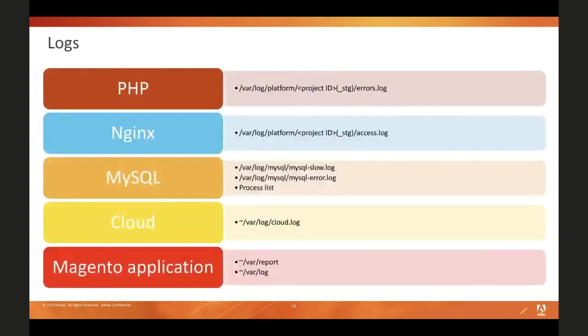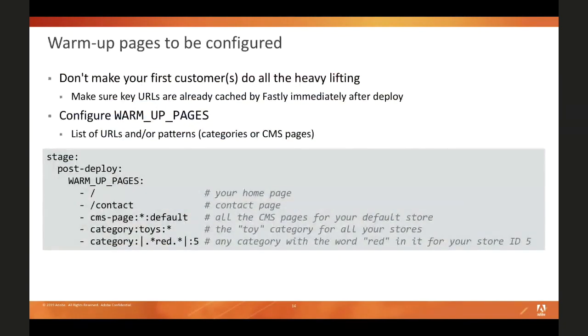So we've got an example there of how the warm-up pages variable works. There's several different ways you can configure it. You can give it just a static URL, such as the first two, where we're going to your homepage or the contact page. You can give it wildcards for either the CMS or the category pages. And then in the last example, we're looking at how you can actually use it to pass a regular expression for all the category pages that match, have the word red somewhere in there, as well as for a given store ID or store name.